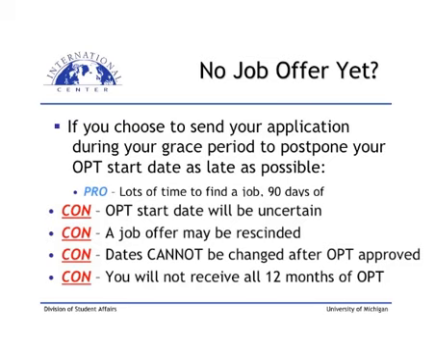There are many reasons why you should not send your application in to the USCIS as late as possible. These include the fact that your OPT start date will be uncertain, and therefore you cannot tell your employer when you can start a job. This could mean a job offer would be rescinded. Also, your dates cannot be changed after your OPT is approved, so you cannot request earlier dates after you've already sent the application in. And also, you will not receive all 12 months of OPT.